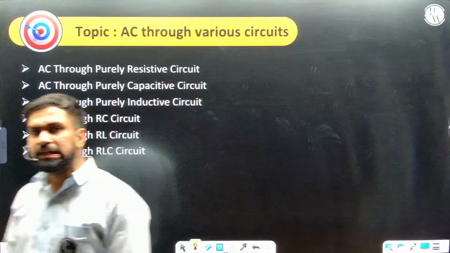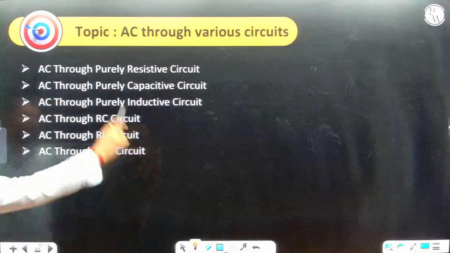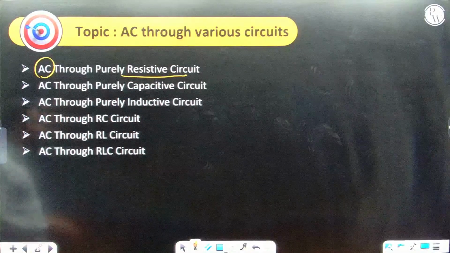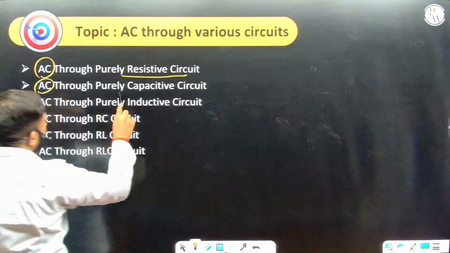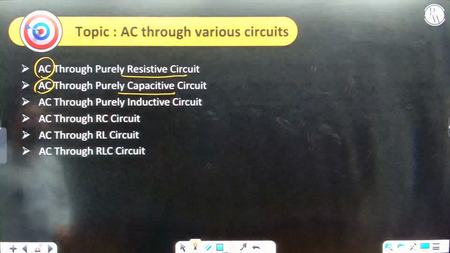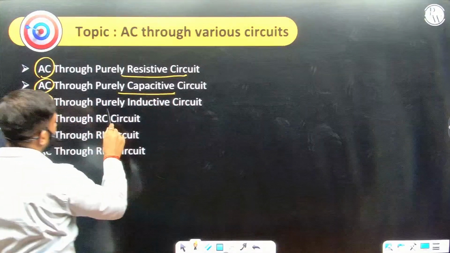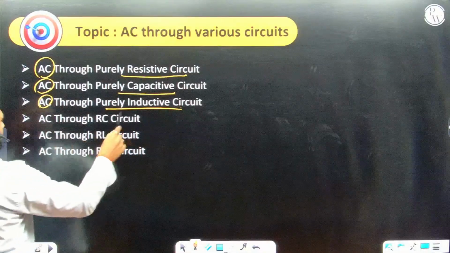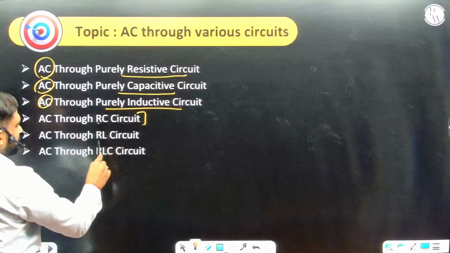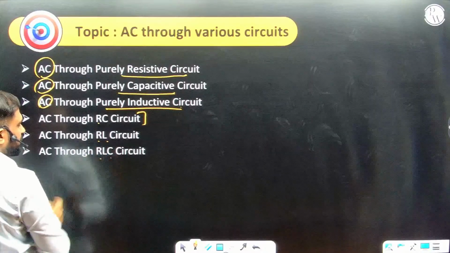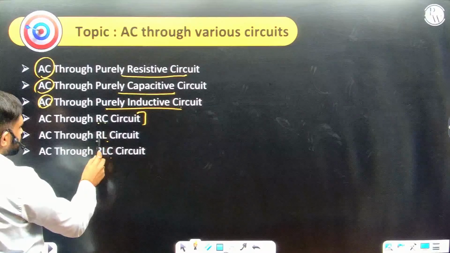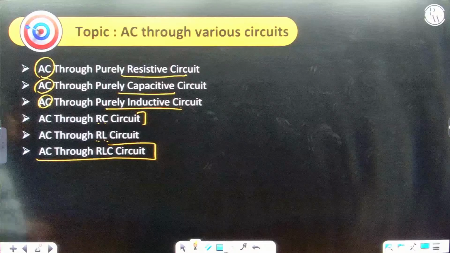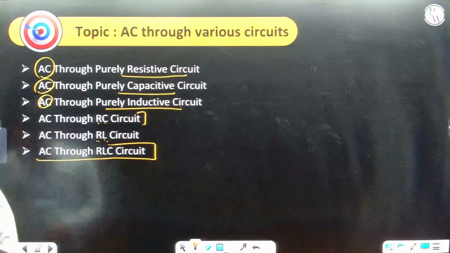So different circuits in AC are, if it is through a purely resistive load, only a resistor is there. If it is through a purely capacitive load, only a capacitor is there. Or if it is through a purely inductive load, only the inductor is there. Or if it's a combination: the inductor and the capacitor, the capacitor and the resistor, the resistor and the inductor, and all the three, the LRC circuit or RLC circuit. Let's go through this part.